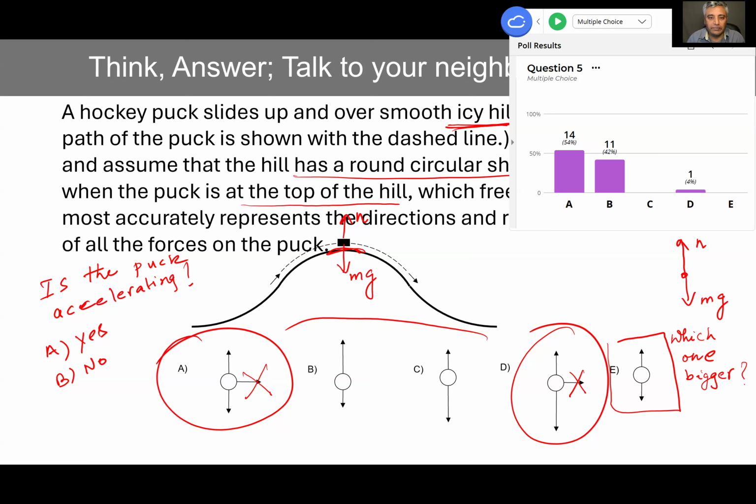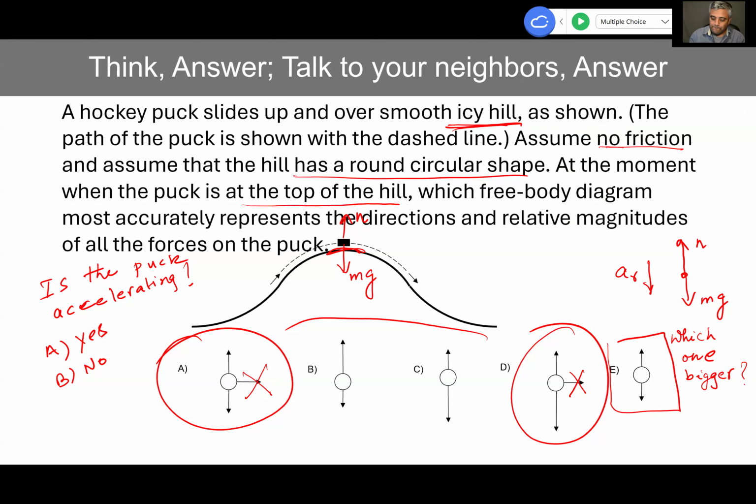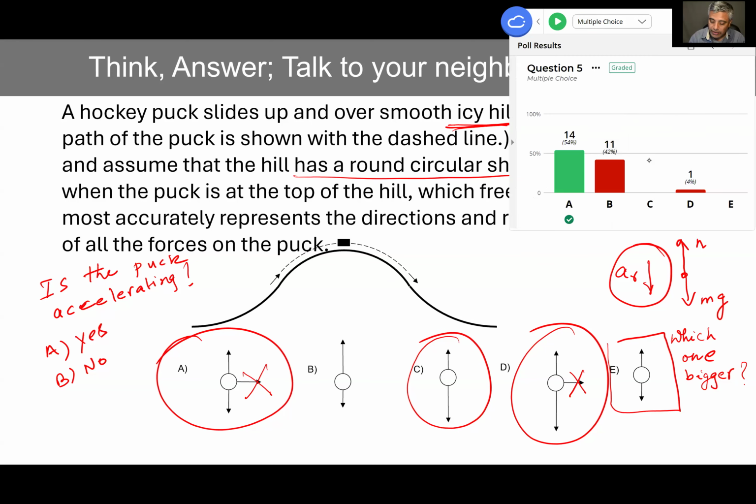When something is moving in part of a circle, we know it is accelerating because the direction of its velocity is changing, even if the speed may not be changing, okay? So that means there is radial acceleration downward, because the center of the circle is somewhere down there. Acceleration is down means net force is down, means the force pointing down must be larger than the force pointing up. So yes, C is the correct answer.